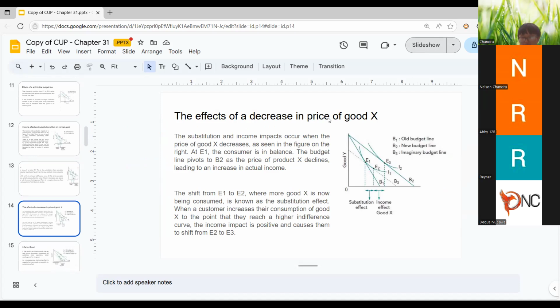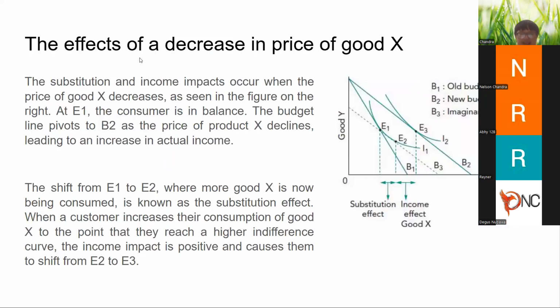So your question before. In that situation, if there is a decrease in the price of good X, it will make the budget line pivot. This is budget line 1. From this point, it's going to pivot here, pivoting to the right. Why would it make the budget line pivot to the right? It is going to pivot to the right.